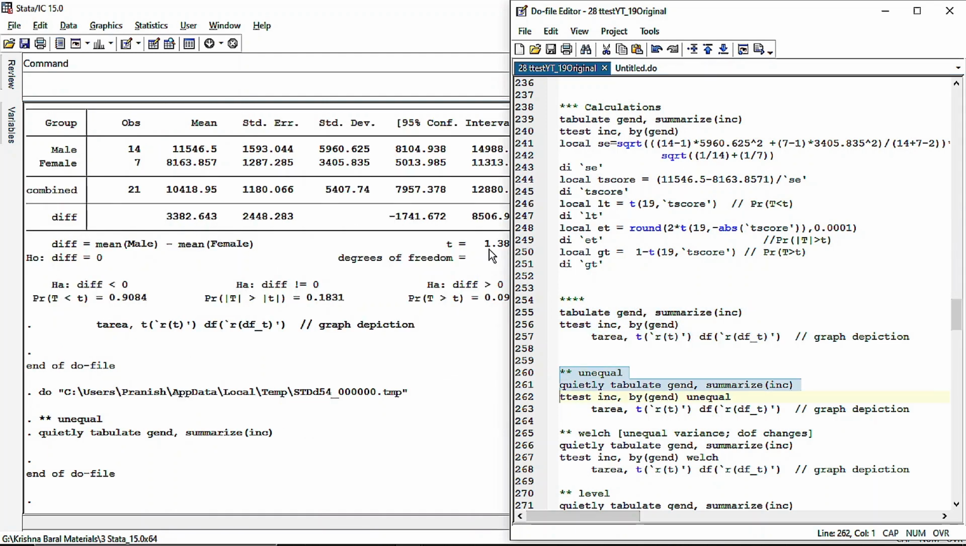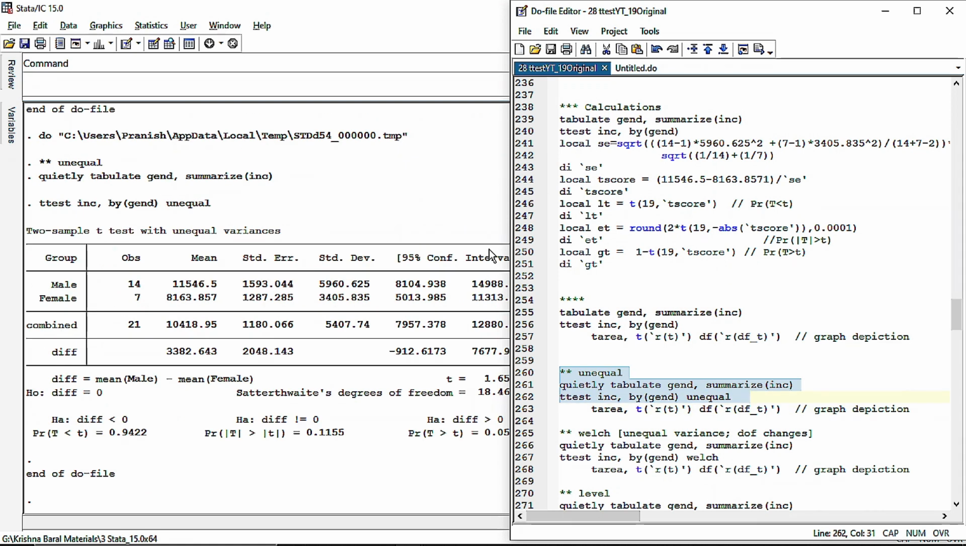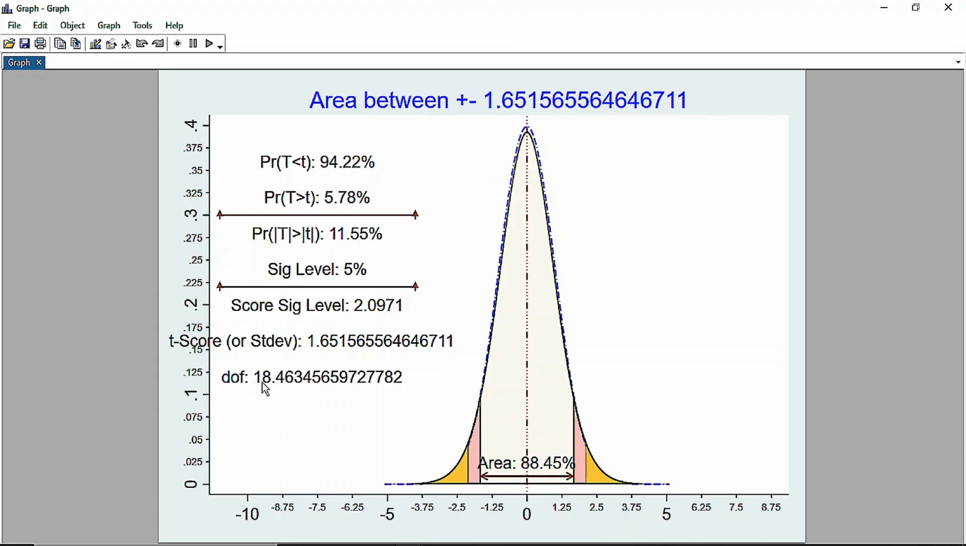Now let us perform the same test assuming that the population variances are unequal and unknown. So the variances are unequal, and what is the t-score? The t-score is 1.65, and let us remember these p-values: 94%, 11%, and 5%.